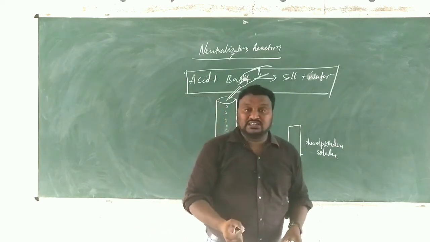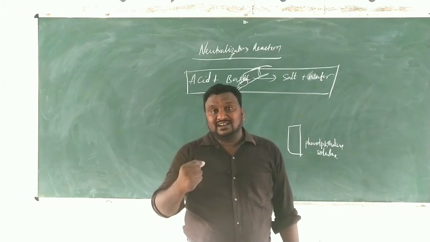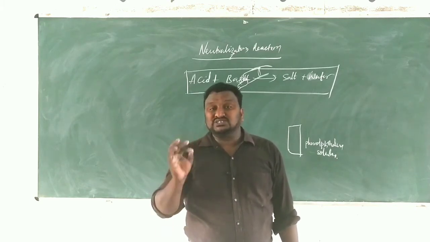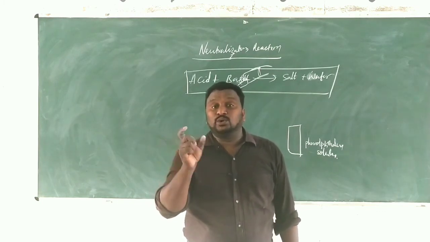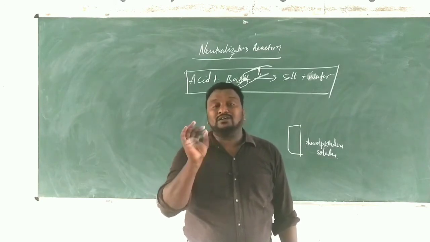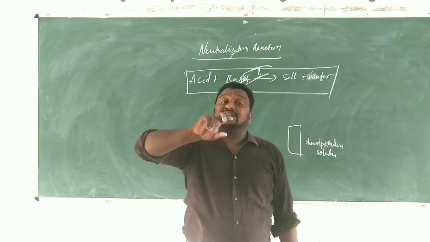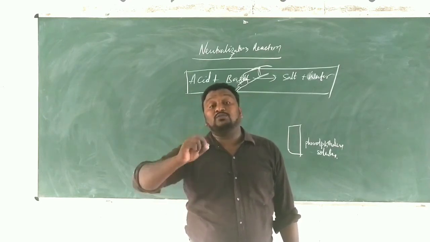First we take one test tube. In that, what do we add? 10 ml of NaOH, sodium hydroxide. The OH composition is there, that means it is the base, the alkali. So here it is the base.